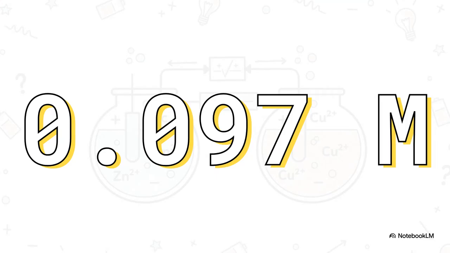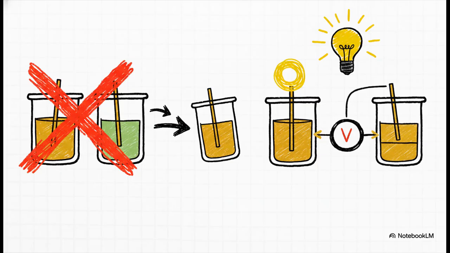So all we have to do is plug in the numbers we know. Our new measured voltage of 0.12, the standard voltage of 0.14, and the fact that 6 electrons are being transferred. We do a little bit of algebra to solve for that one unknown piece, and there's our answer. The mystery concentration is 0.097 molar. Pretty cool, right?